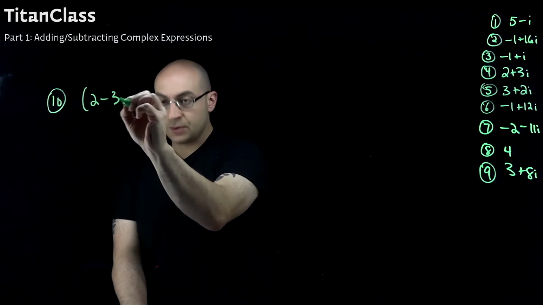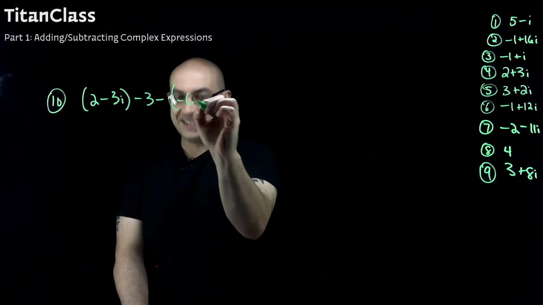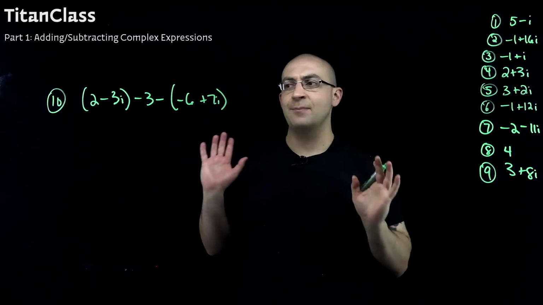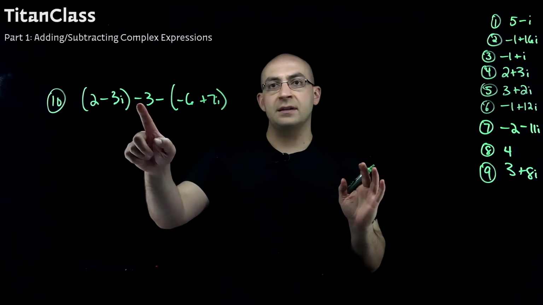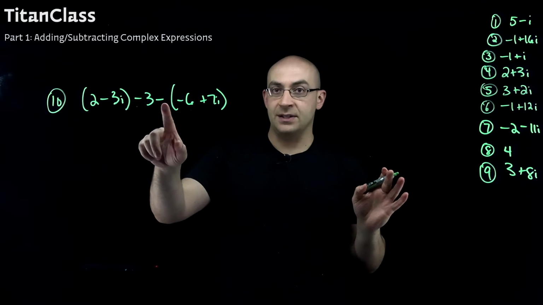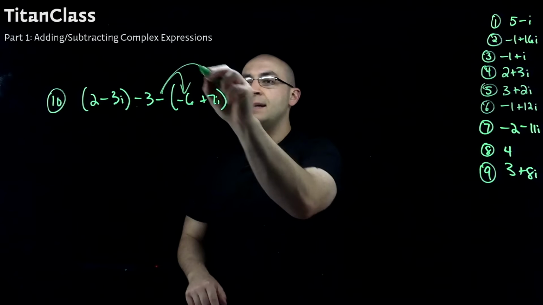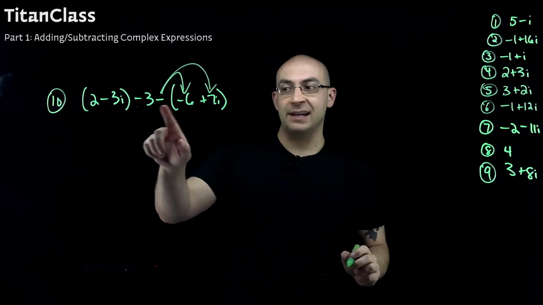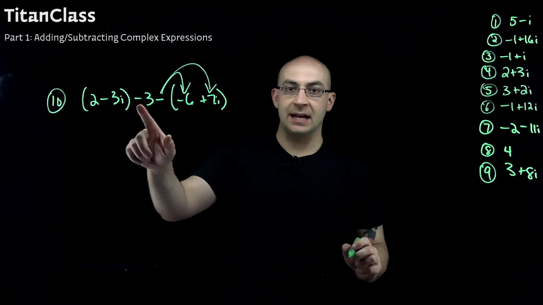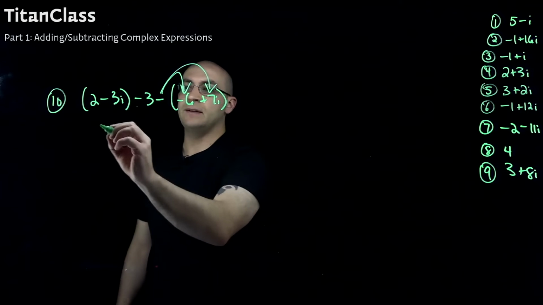2 minus 3i minus 3 minus, yes, negative 6 plus 7i. Okay, a lot of steps here, same process. That minus sign belongs to that 3. There's no distributive property needed. That minus sign, however, distributes to both of those terms, right? So because that minus sign here is directly in front of that parentheses, it's got to distribute. That minus sign does not distribute because it just belongs to the 3. So let's drop everything down and see where we're at.